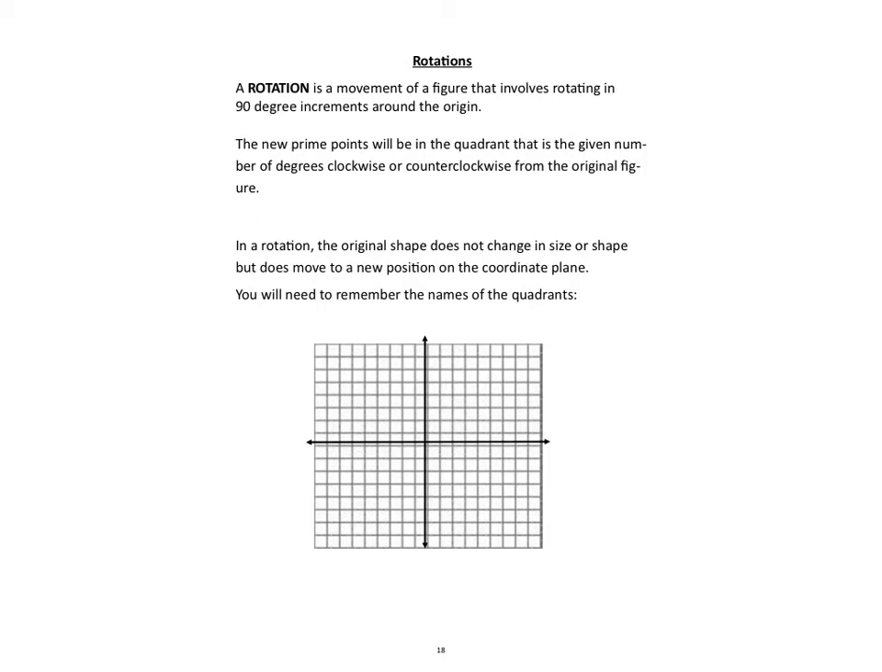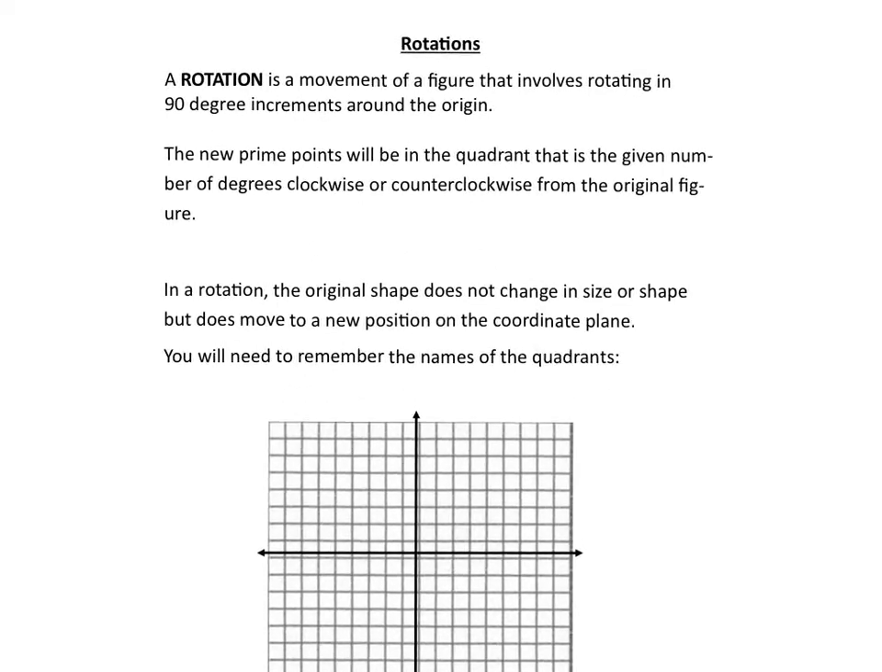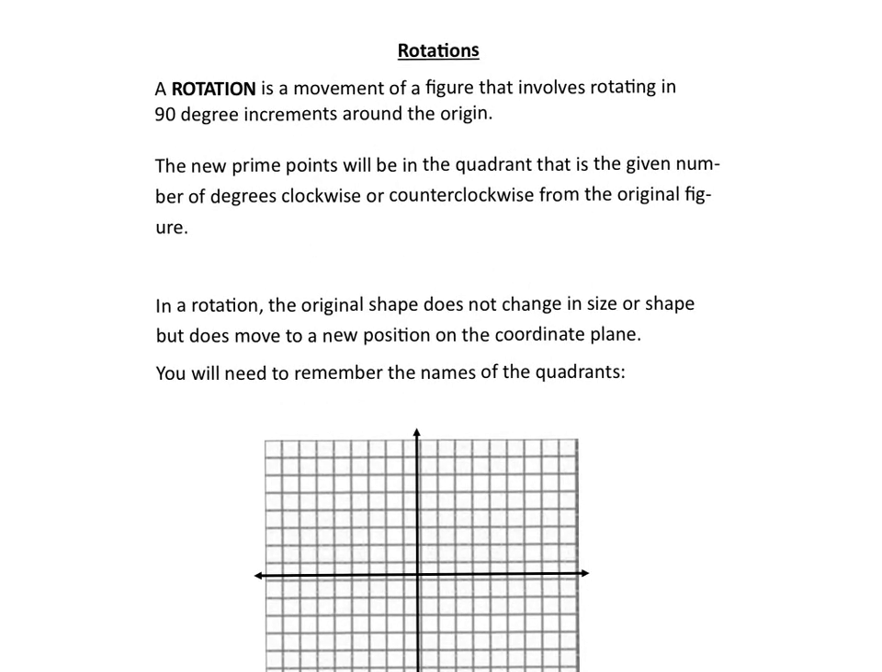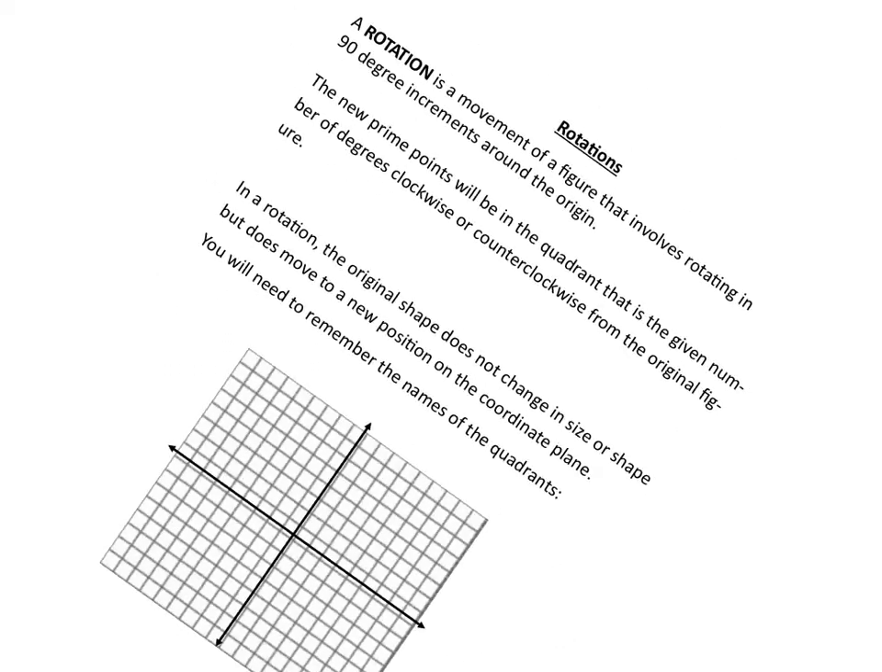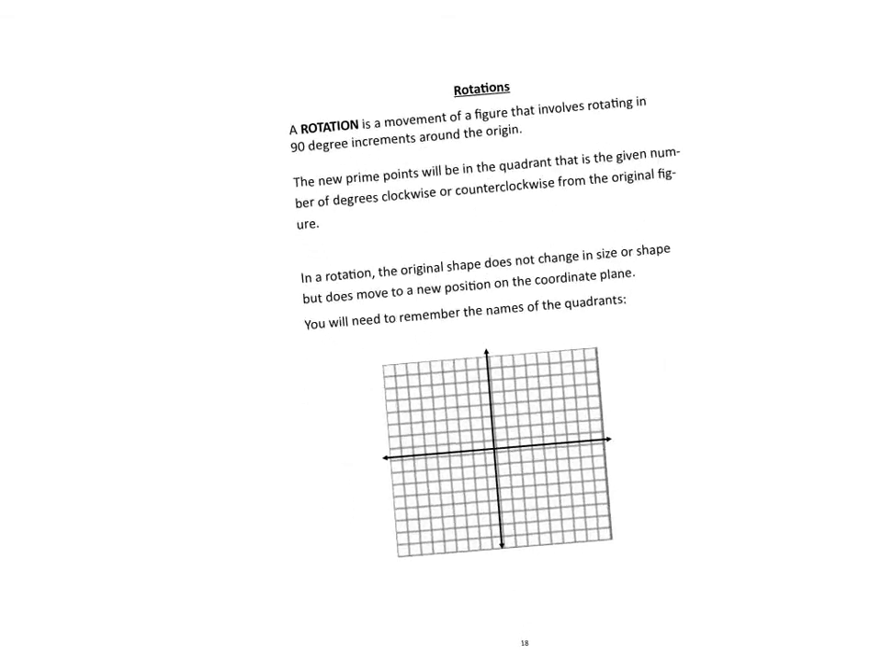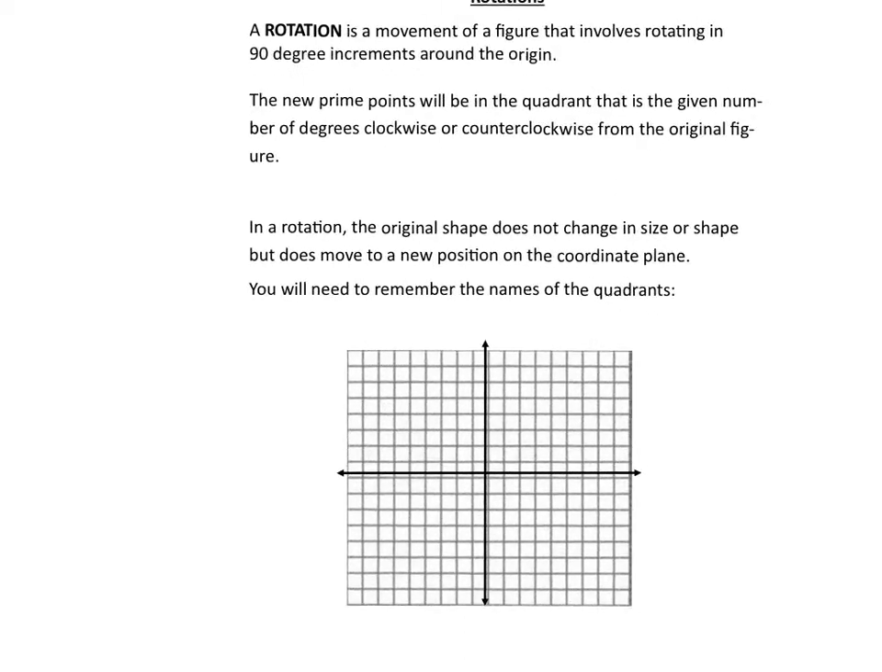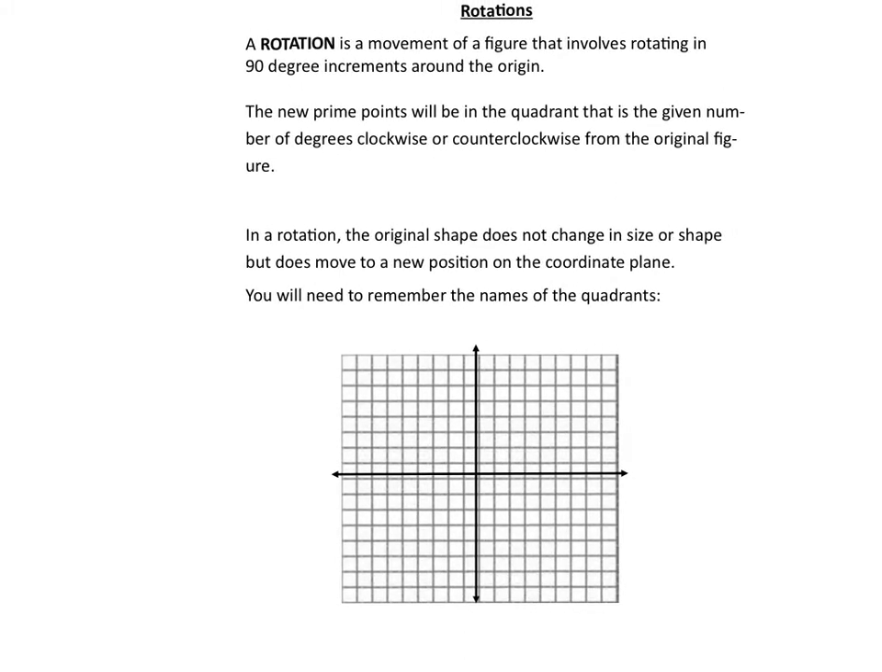I have no preference. You go with the way that makes the most sense to you and the one you like the best. So starting off, a rotation is a movement of a figure that involves rotating at 90 degrees about the origin. So we're looking at this kind of idea. Now, the new prime points will be in the quadrant that is the given number of degrees clockwise or counterclockwise from the original figure. So to be clear, clockwise means you're going to be going in this direction. Counterclockwise means you're going to go in this direction.